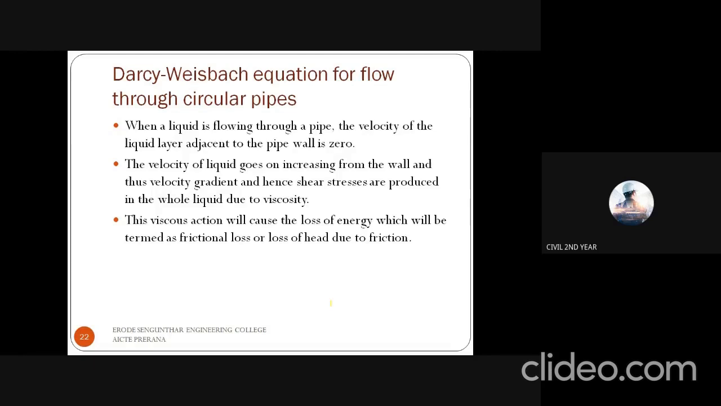When a liquid is flowing through a pipe, the velocity of the liquid layer adjacent to the pipe wall is 0. In the previous cases we considered the velocity to be low. Here we are considering the pipe flowing full of water. The flow will take place in a zigzag manner because of turbulent flow. The velocity of the liquid goes on increasing from the wall, and the velocity gradient, and hence the shear stress, are produced in the whole liquid due to viscosity.